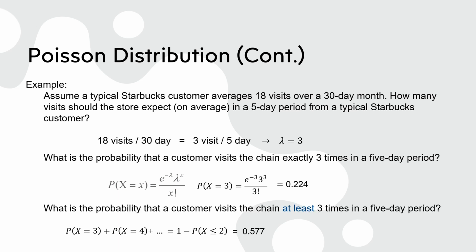To calculate the probability of at least 3 visits, we can use the complement rule. The complement of at least 3 visits is fewer than 3 visits, meaning 0, 1, or 2 visits. Thus, we calculate the probability of fewer than 3 visits and subtract it from 1. So, the probability that a customer visits the chain at least 3 times in a 5-day period is 0.577.